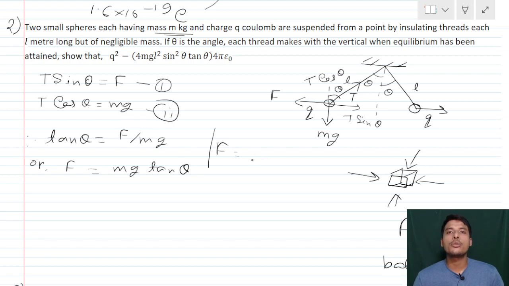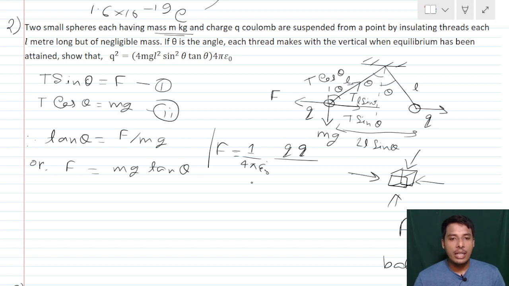We know that according to Coulomb's law, the repulsive or attractive force can be written as 1 by 4 pi epsilon naught into the product of the charges, here q and q, by the square of the distance between them. If this is L and the angle is theta, then this is L sin theta, and the double will be 2L sin theta. So we can write 2L sin theta whole square.